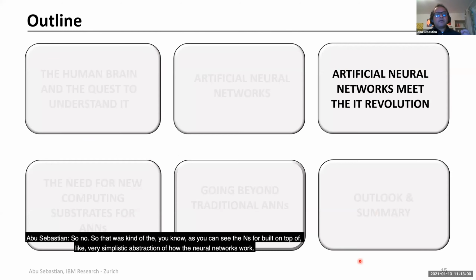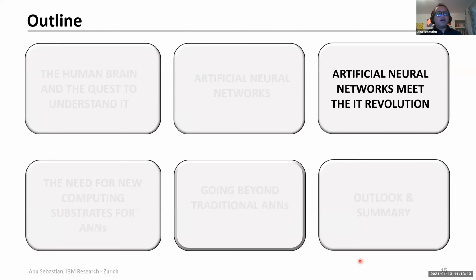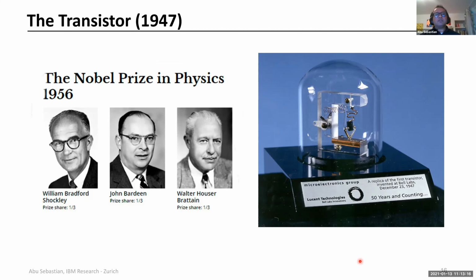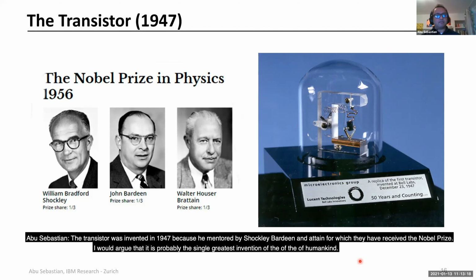So that was, as you can see, the ANNs were built on top of a very simplistic abstraction of how the neural networks work. In parallel, some things were happening, right? Just a few years after the development of the McCulloch-Pitts neuron, the transistor was invented in 1947. It was invented by Shockley, Bardeen, and Brattain, for which they received the Nobel Prize. I would argue that it is probably the single greatest invention of humankind.